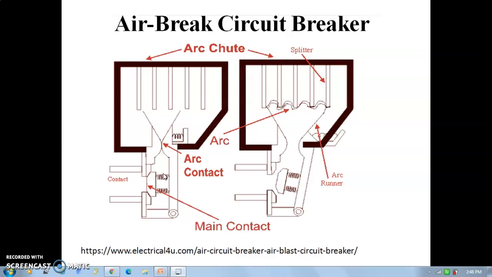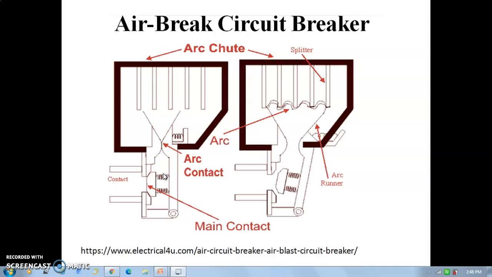Due to the high current, that is in the fault condition, the arc is formed, right? So we have to minimize the current, means we have to increase the resistance between the two contacts, or we can increase the distance between two contacts, right? Or we can do the cooling between the two contacts.